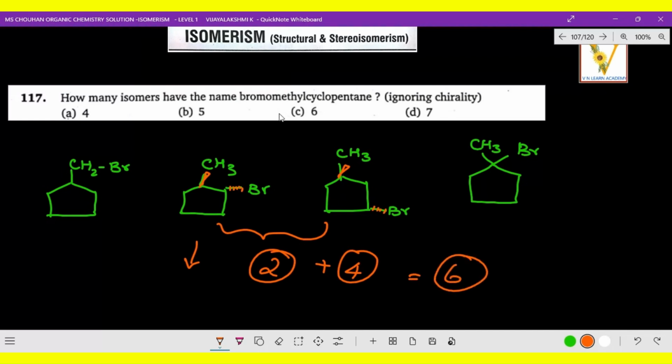Now, which is the correct option? C. 6 is the correct option. I hope you got the clarity about this point. Come on, let's go to the next question.